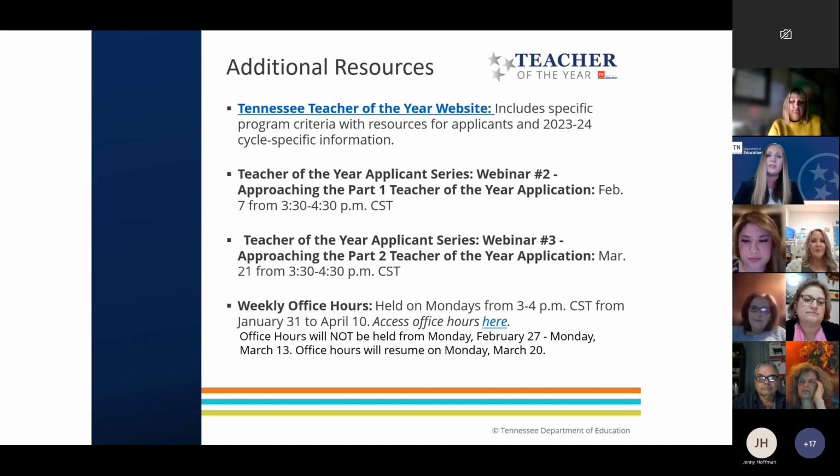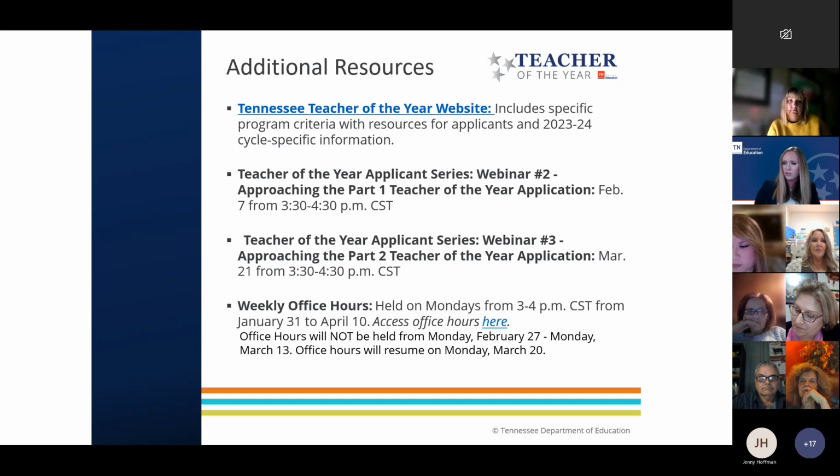Some additional resources that you have: the Tennessee Teacher of the Year website does have some resources. They did let us update the timeline and a few resources. There is a guidebook on the website from last year. We have not been able to update that to this year's, but not a significant amount of things have changed. So if you want to look to that guidance document, you may do that as well.